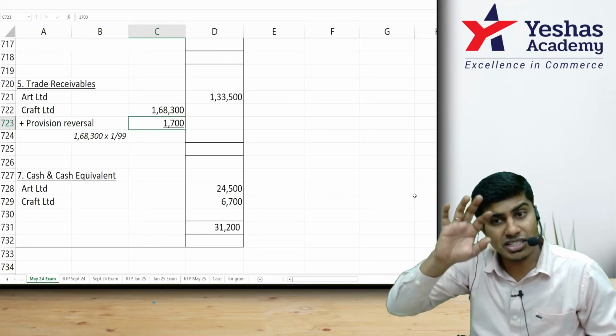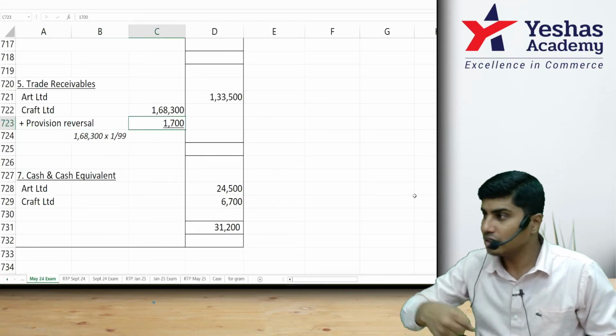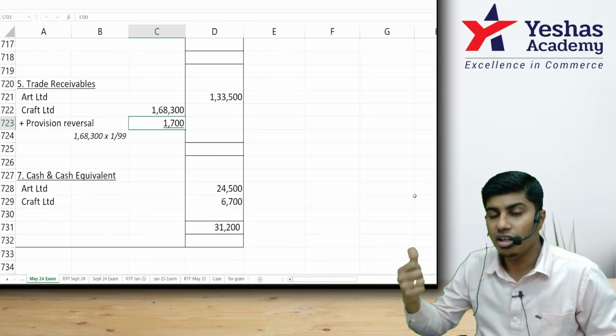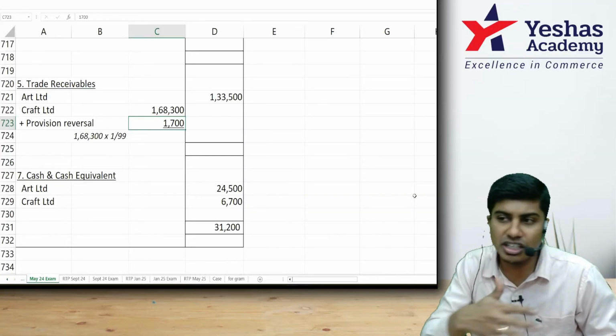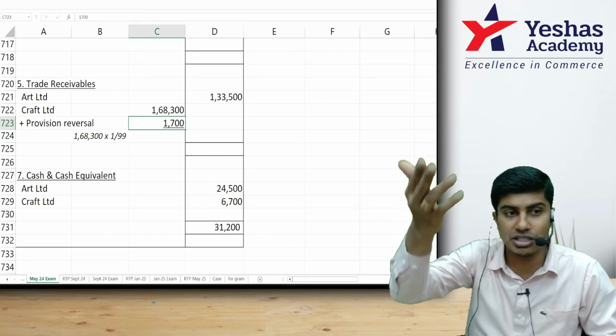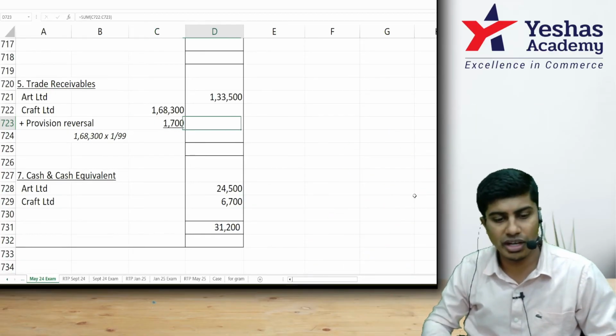1700. 1700 was already deducted. That is the reason we got 168,300. Now we don't have to deduct it. Provision need not be maintained because holding company doesn't do it. Add back. What do we get?